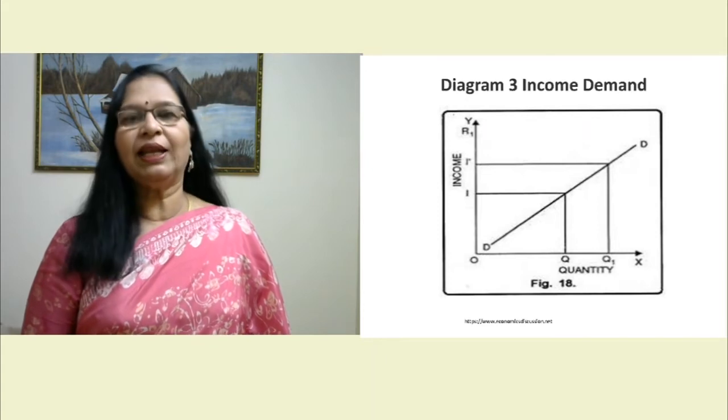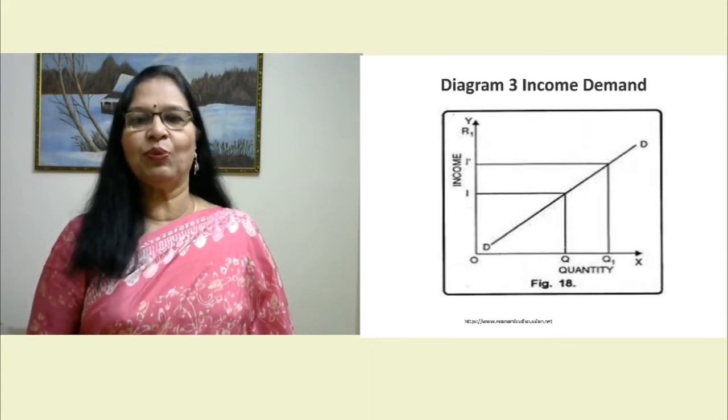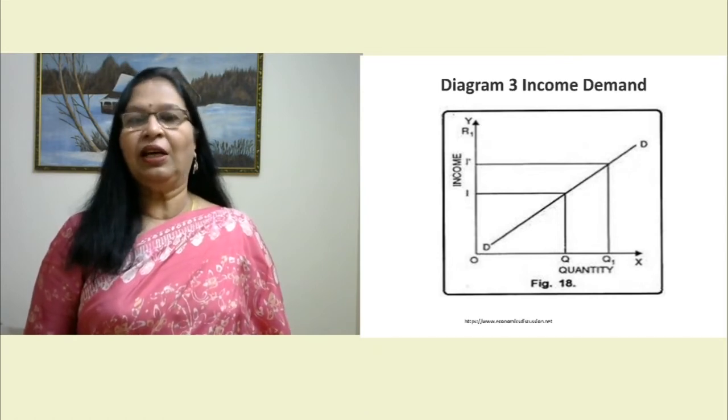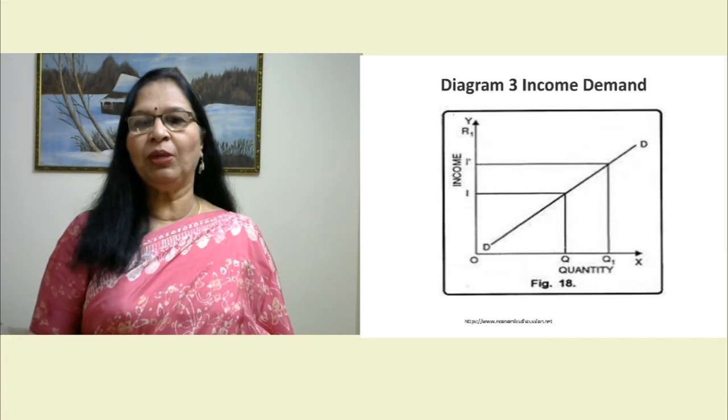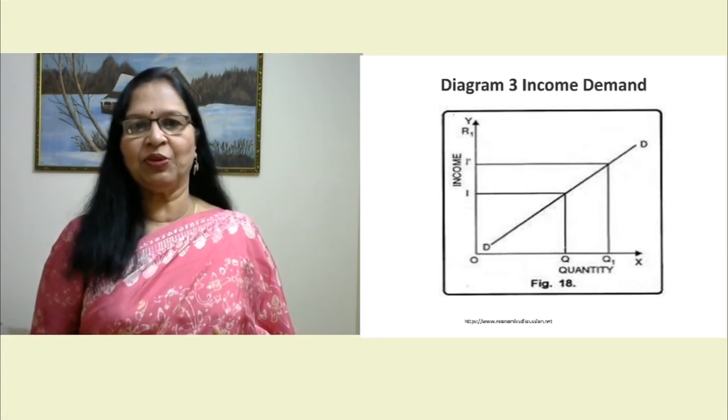On the vertical axis, instead of price, we have put income, and on the horizontal axis, we have put quantity. So as the income of the consumer increases, we also see that the quantity of the goods that are purchased by the consumer has also increased.